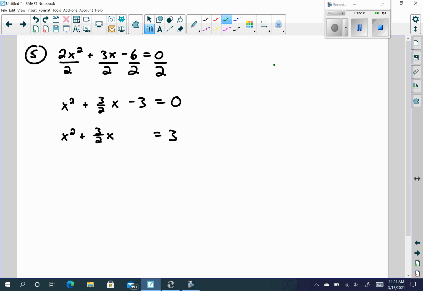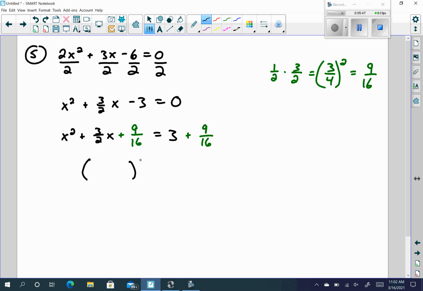All right, so off to the side, we need to take half of 3 halves, which gives us 3/4. Now we're going to square that, which gives us 9/16. So we're going to add 9/16 to both sides. Now we're going to factor the left side into an x. We'll have a plus here, and then the square root of 9/16. There's that 3/4.